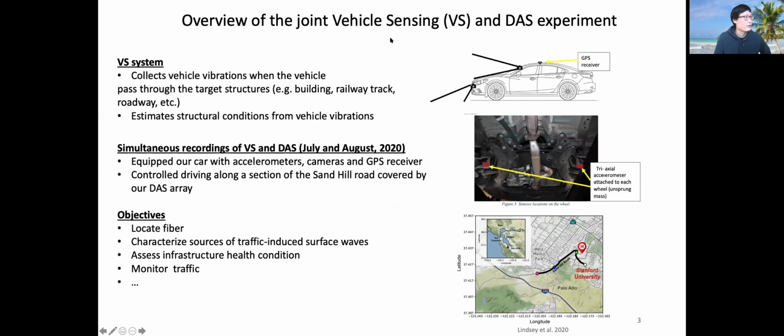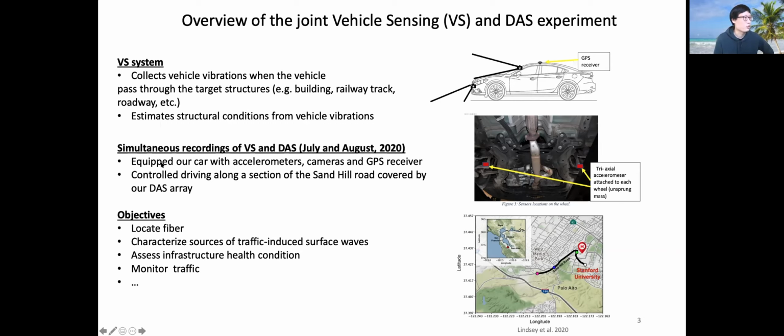And so first, what is a vehicle sensing system or VS system? It collects vehicle vibrations when the vehicle passes through the target structures, for example, a building, railway track, or roadway. The goal is to estimate structural health conditions from vehicle vibrations. And what is the simultaneous recording of VS and DAS? So this is a joint experiment we conducted this summer in July and August 2020.